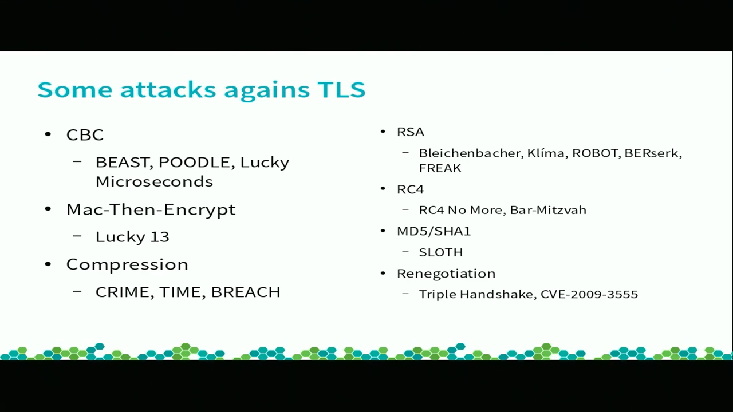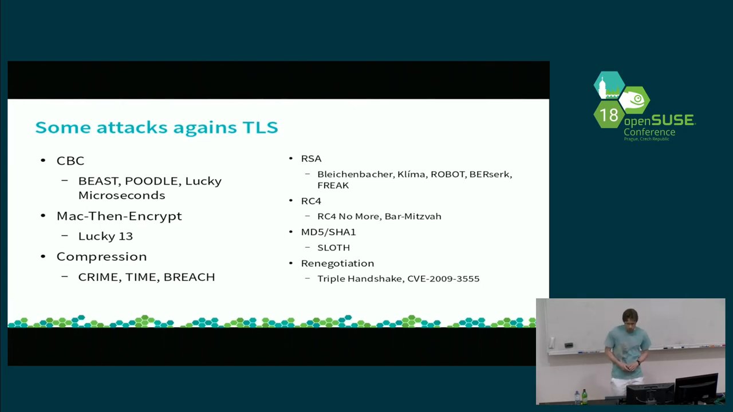Also a problem with RSA is PKCS#1 v1.5. It's known to be broken since the 90s by the cryptographer Daniel Bleichenbacher, and all the attacks, the Klima attack, ROBOT, and BERserk, are all based on the same thing. They are basically reiterations of this attack. RC4 is broken because it's just too old. And MD5 and SHA-1 are also not considered secure anymore. Another often broken feature is renegotiation, which was also targeted by several attacks.